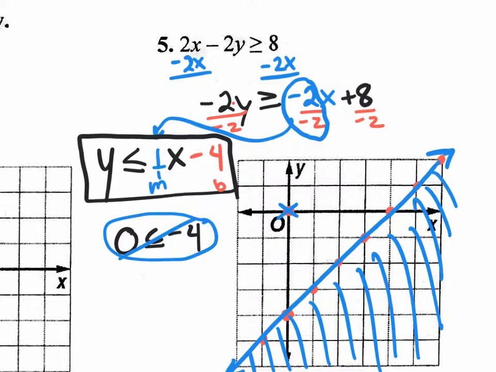Now the correct way, the best way, the way that you truly understand is that you test the point, and the easiest point to test is 0, 0.